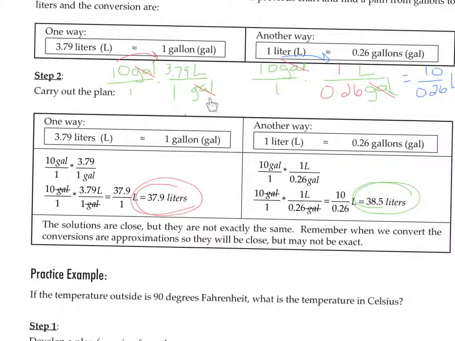Of course, this one over here on the left was easier because 10 times 3.79 is a lot easier. In fact, you can do this mentally than 10 divided by 0.26, which is going to involve a lot of long division and decimal and stuff there. So I wouldn't recommend doing it this way, although it's acceptable. This way is easier because you can do the multiplication a lot faster than you can do the mental division.